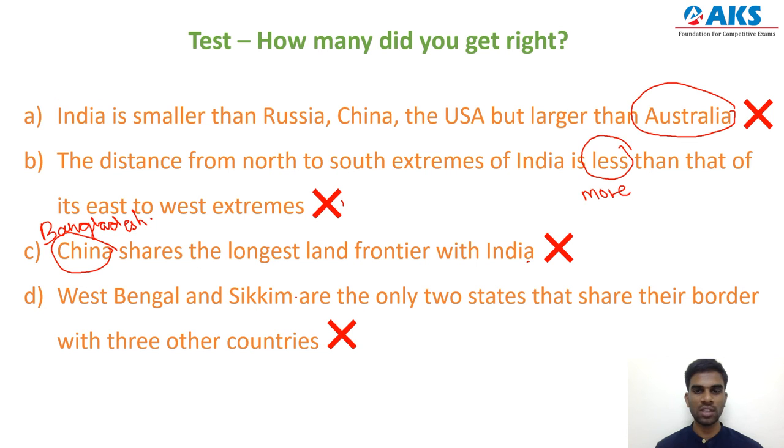Next, West Bengal and Sikkim are the only two states that share their border with three other countries. This is wrong. And there's another state which also shares border with three other countries. Find out which state it is.